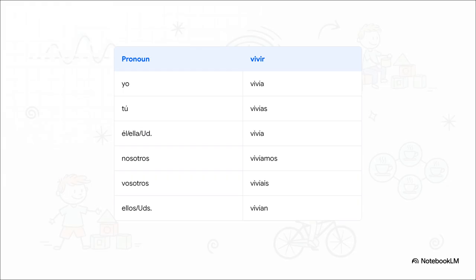Now, for some fantastic news, the ER and IR verbs share the exact same endings. How great is that? For vivir, meaning to live, you just add -ía. Yo vivía, tú vivías. The absolute most important thing to remember here, every single one of these forms has a written accent on the letter I. Every single one. So keep an eye on that.